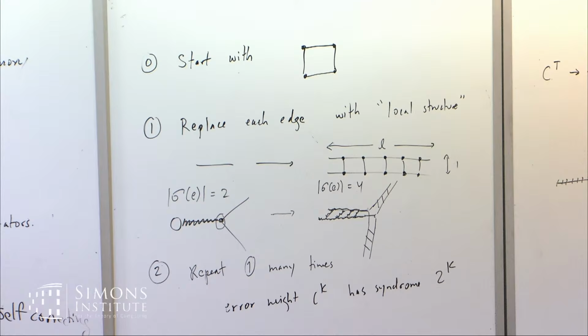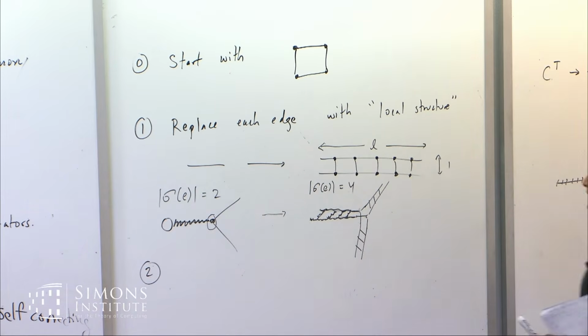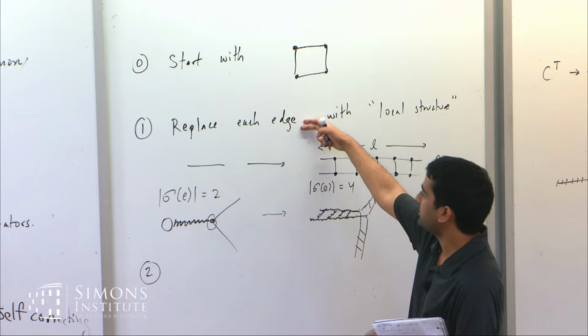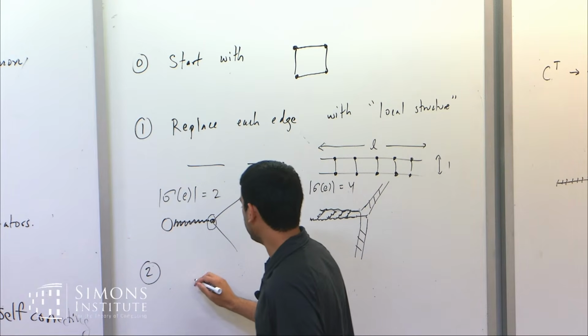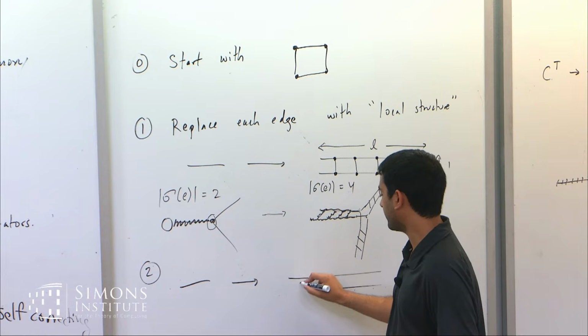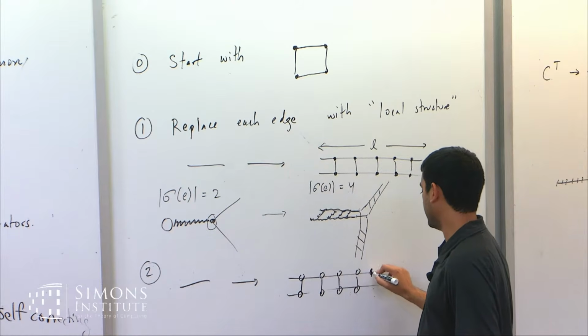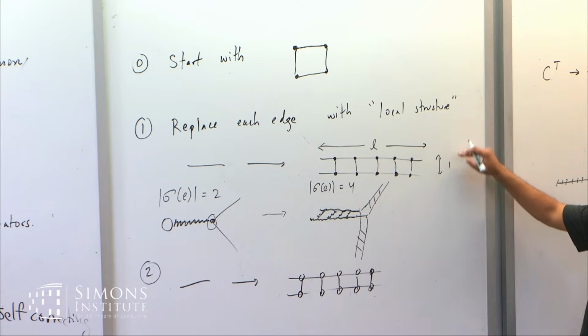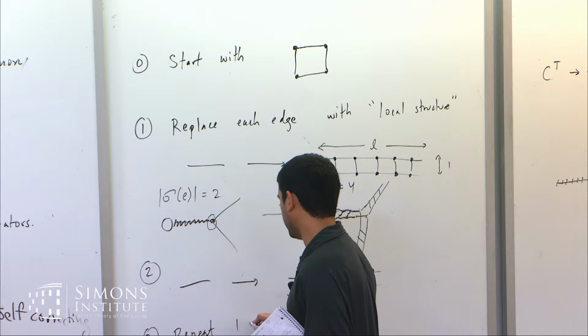Okay? So how do we fix it so that both C and C transpose are self-correcting? The solution is actually very simple. We have a first step where we replace each edge with this repetition ladder. Then we have a second step where we replace each edge of this corresponding code with not a repetition ladder, but a parity ladder. So we actually alternate between applying a repetition replacement and a parity replacement. And step 3 is to repeat steps 1 and 2 many times.